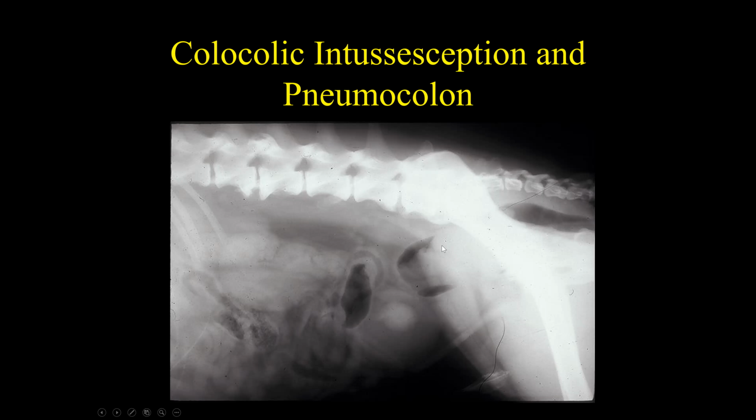Here's a dog. This is a weird case. He had a colic intussusception. So we gave some gas into the colon, and you can see there's this large multilobular mass inside the colon, which was an intussusception. It's kind of a weird case.